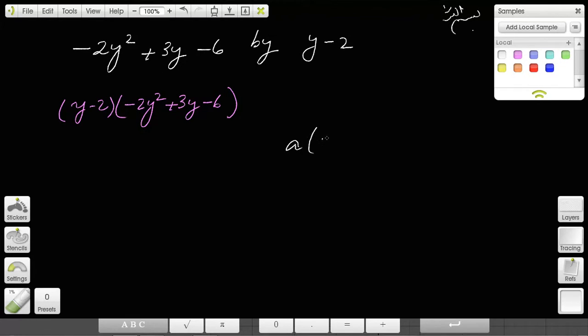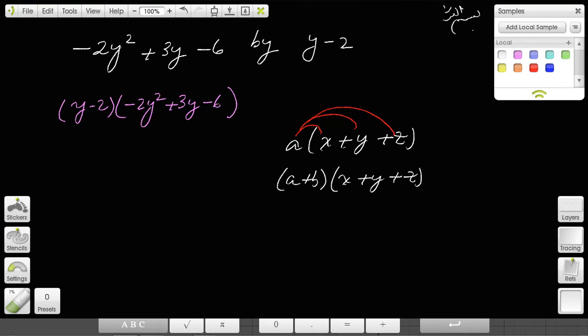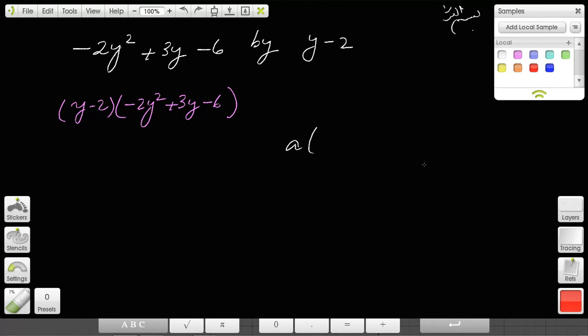It's like you have a times x plus y plus z. You're going to distribute the a to all those quantities. And if you have a plus b times the quantity x plus y plus z, you are distributing this quantity to all the terms inside. So here we're going to distribute the y minus 2 to each one of those three terms. You do have to be careful here. I'm going to distribute this to the first term, so I get 2y squared times y minus 2. I just like to put it in this way.